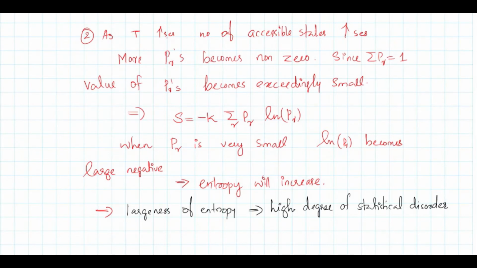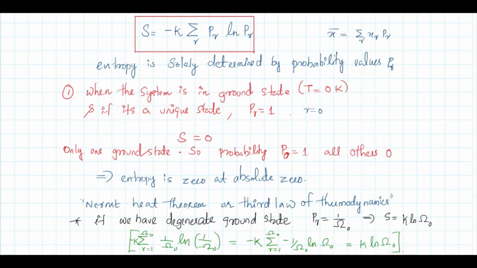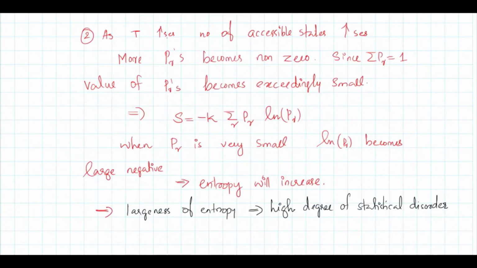As more PRs become non-zero, the total value must be kept at 1, so each of the PR values will be very small. In the case of T equal to 0 Kelvin, there is only one PR, and that value is 1. All other PR values are 0. But if more and more PRs are non-zero, that means the individual PR value will be very small because the total sum is always 1. So each PR value becomes smaller as more PRs become non-zero; as the number increases, the individual values decrease to keep the sum constant.